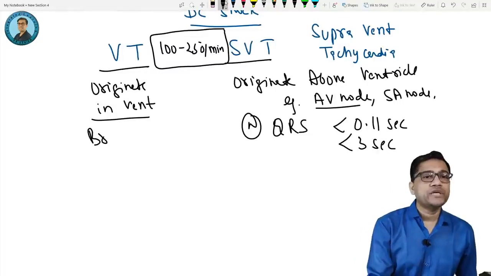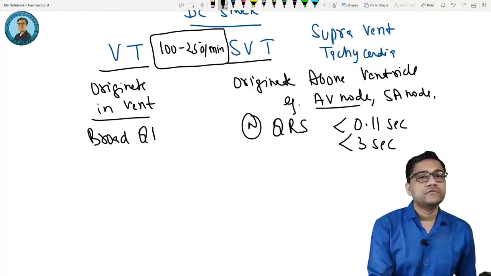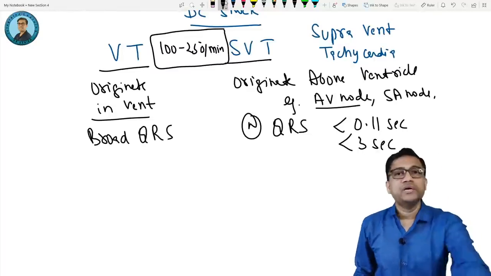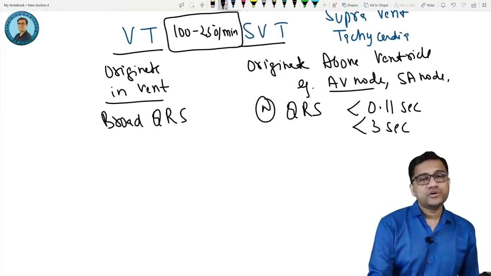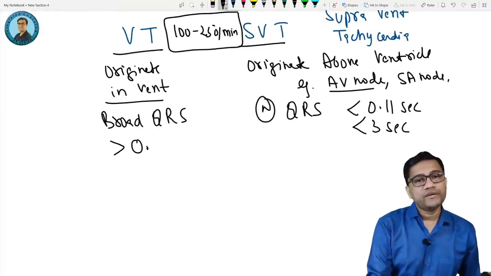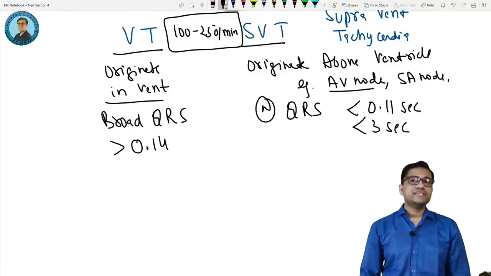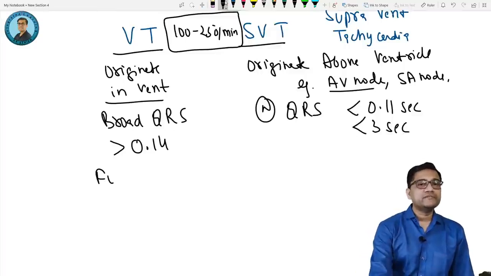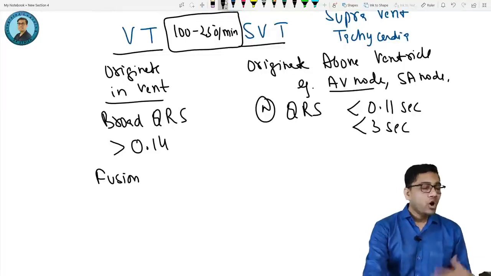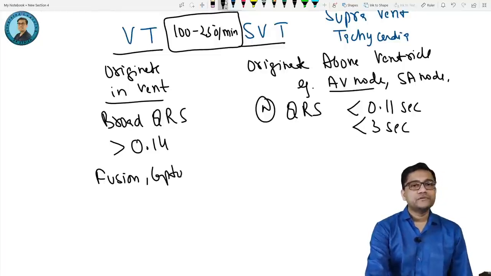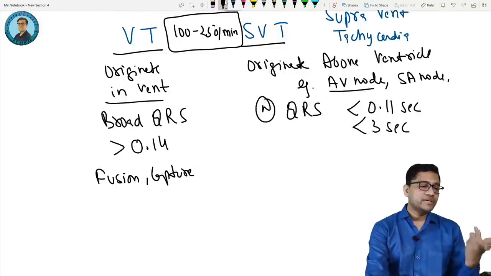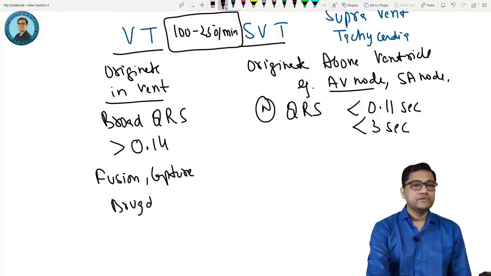Here there is a broad QRS. How much? More than 0.14. Some books give you 0.16. That is almost 4 boxes. So it's almost equal to 4 boxes. Plus there are other criteria also, like fusion beats are there, or there could be capture beats. Clear? So fusion, capture beats, or the Brugada sign. So yes, multiple things.